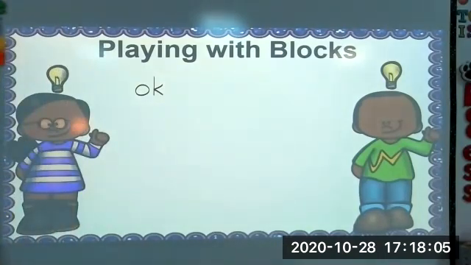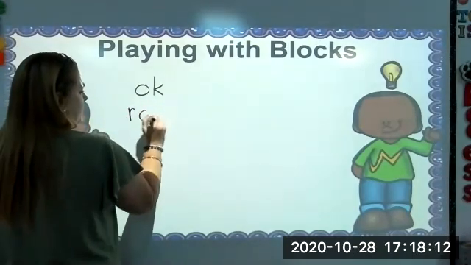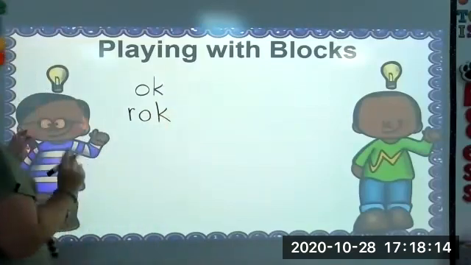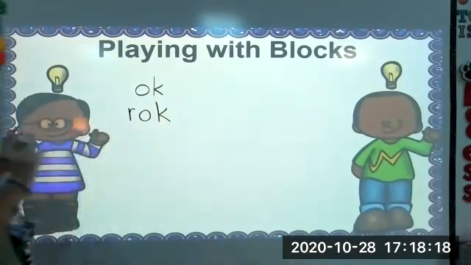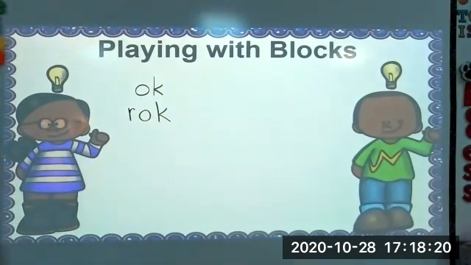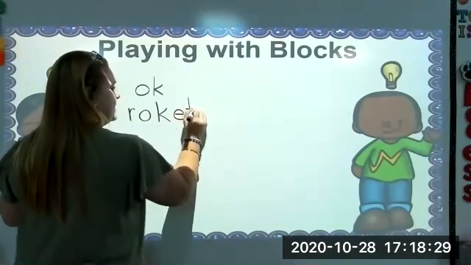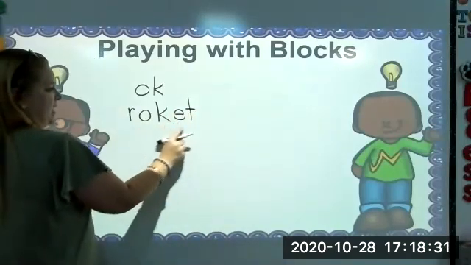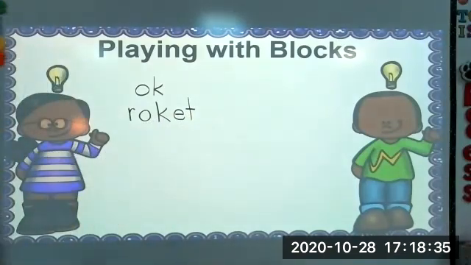All right. I want to add r to the beginning. What's my word? Rock. It is rock. Good. Now we're going to add a suffix at the end. We're going to add et. Rock, et. What's my new word?